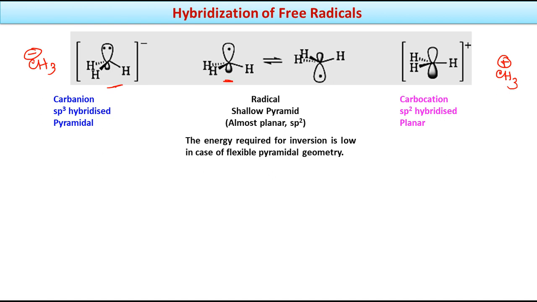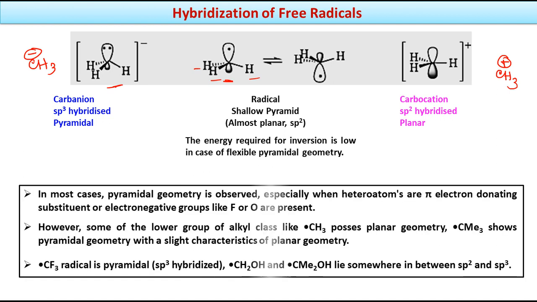inversion is possible. So it is a flexible pyramidal geometry, but depending on what kind of substituents are attached to this carbon, here we have 3 hydrogens, but if we have some other substituents, depending on that, this hybridization may vary. It may be sp2, it may be sp3, or sometimes in between. So in most cases, pyramidal geometry is observed. Fine. Especially when heteroatoms are pi electron donating. So here in place of hydrogen, if you have any heteroatom, if it is pi electron donating, or if it is an electronegative group like fluorine or oxygen, then we will have pyramidal geometry.